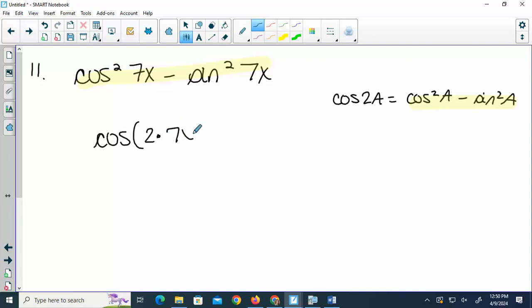A is just your angle, so 2 times 7x. So that's the cosine of 14x. And that's all you can do. We don't have any numbers. We can't get a number answer here.